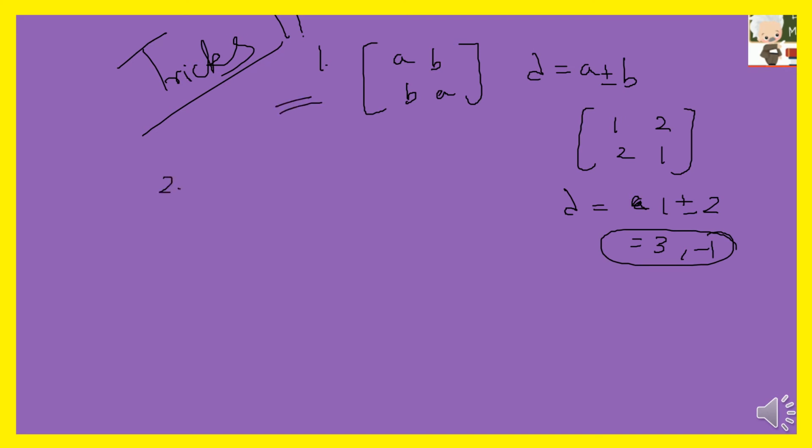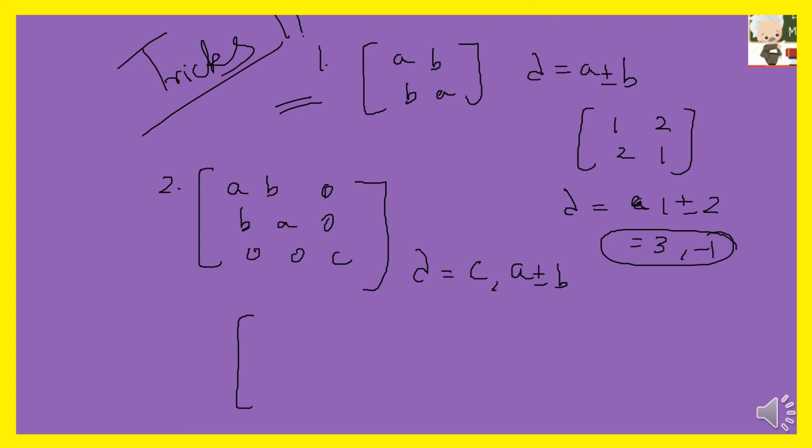Second, it is for a 3 cross 3 matrix. If we are having a matrix A, B, 0, B, A, 0, 0, 0, C, then your eigenvalues lambda will be equal to C comma A plus or minus B. Let me give one more example for this. So if I am having a matrix 1, 2, 0, 2, 1, 0, 0, 0, 3, then your lambda values will be equal to 3, comma 3, comma, which is 1 plus 2, 3, and then 1 minus 2, it will be minus 1.